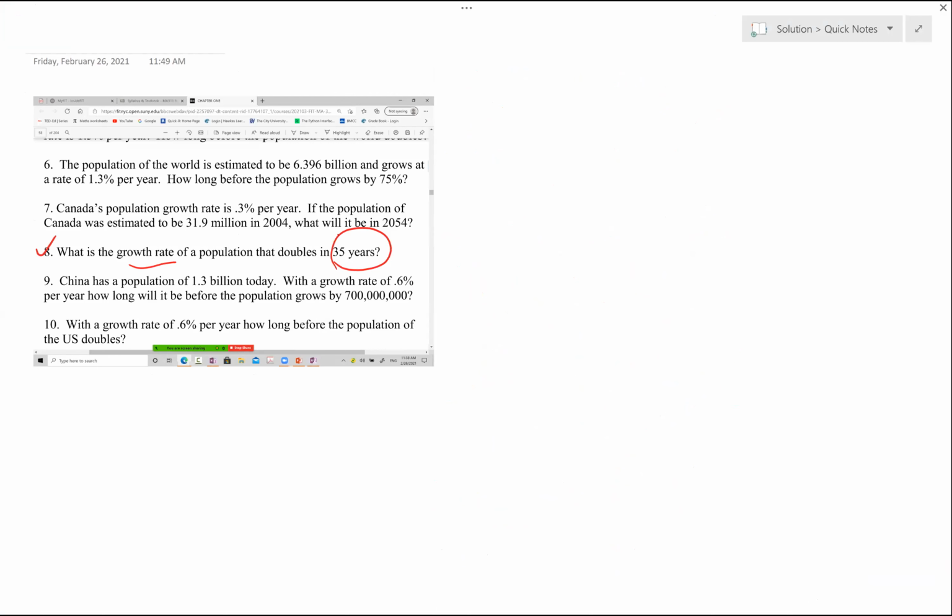Okay, so again, it's a doubling problem. You can call this type of problem, it could be tripling, right? Quadrupling, right? It depends on the setting here, but this is definitely a doubling time we're looking at. And we are given the time t. Time t is 35 years. Okay.